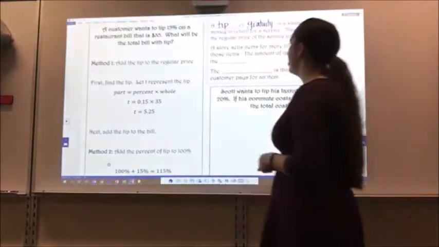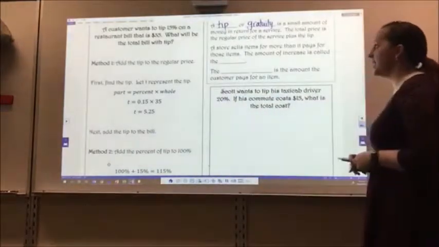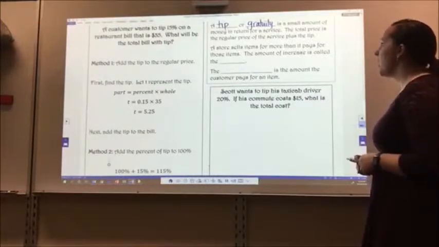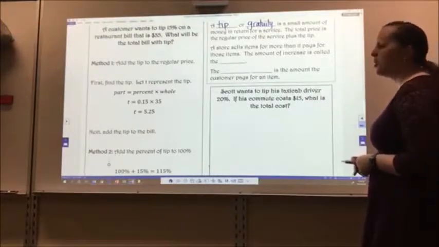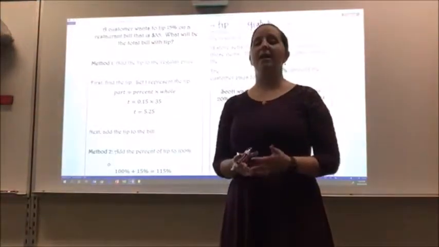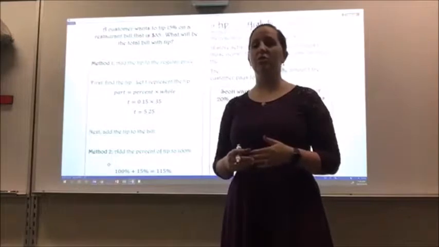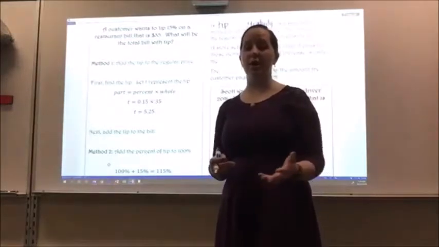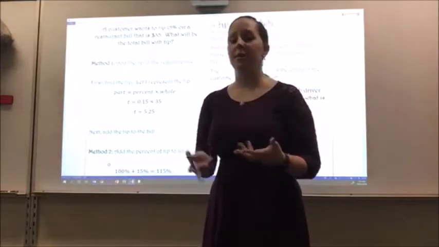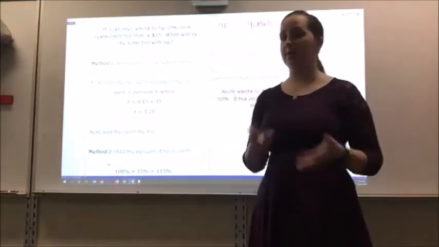So a tip or gratuity is a small amount of money in return for a service. The total price is the regular price of the service plus the tip. So it's very similar to sales tax. You find it the exact same way. Tip or gratuity is usually when you're tipping your server at a restaurant, or a tour bus driver, something along those lines. It's for a service specifically.